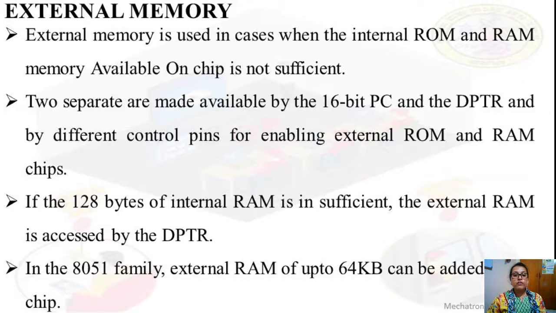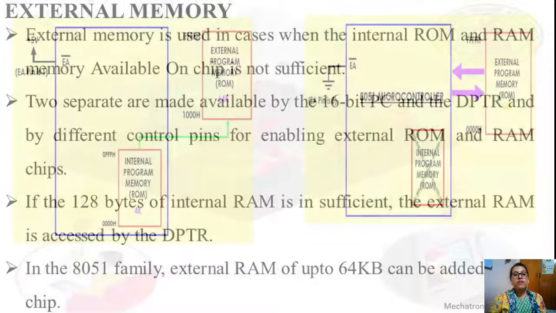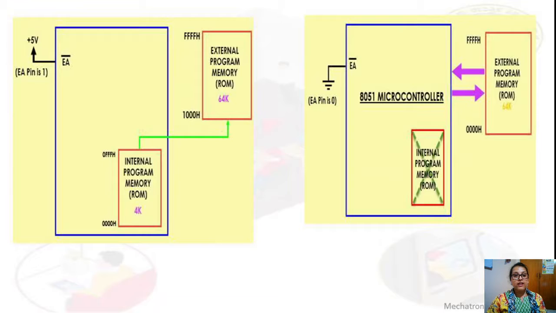Okay. So in the 8051 family, external RAM of up to 64 kilobytes can be added to the chip. How is it added to the chip? Let us see the diagram. See this diagram. EA bar is for external access. If the EA bar pin is connected to 5 volts, that means if EA bar is 1, then the CPU fetches the instructions from the external ROM. If the EA bar signal is 0, then it will use the internal memory.